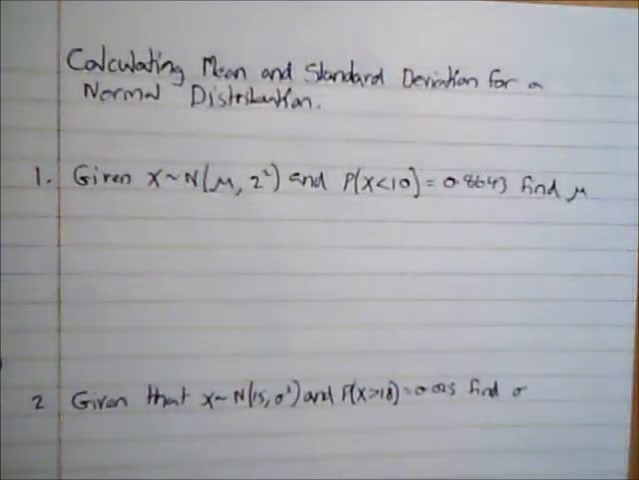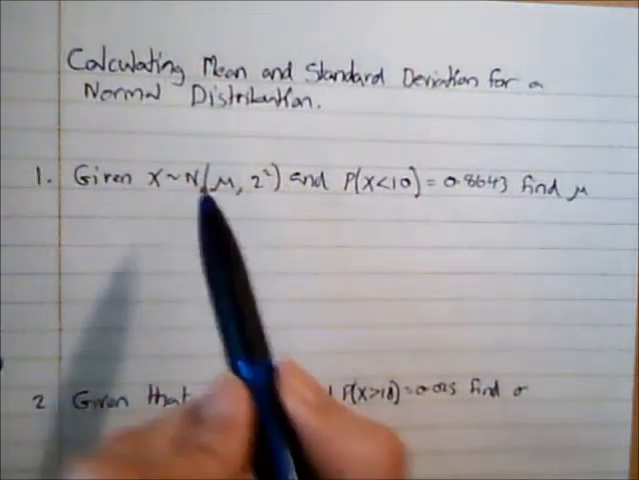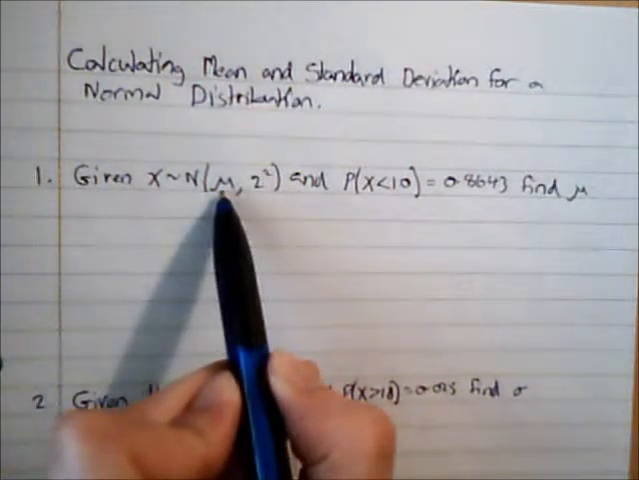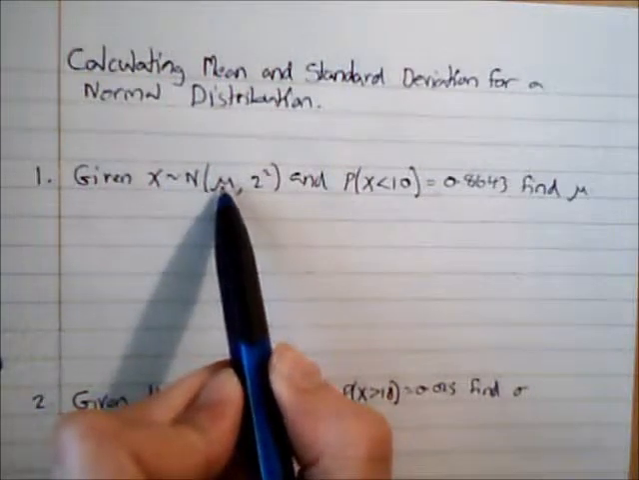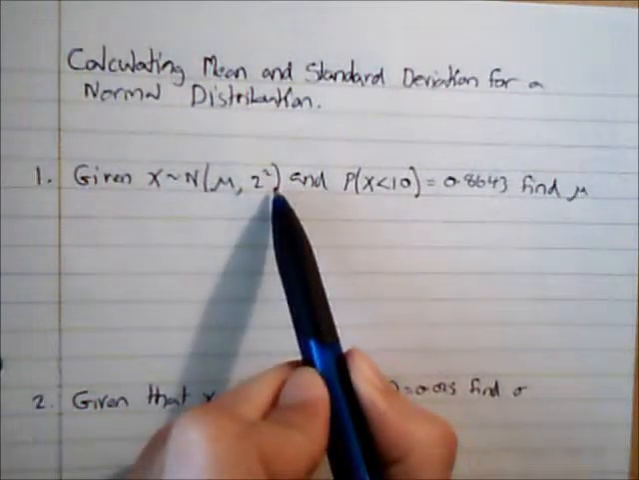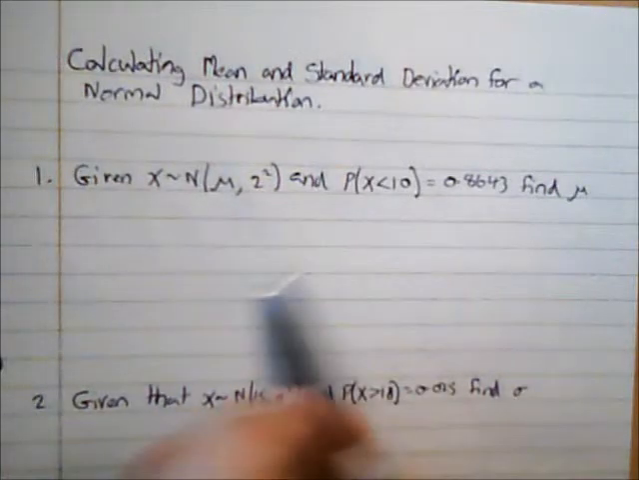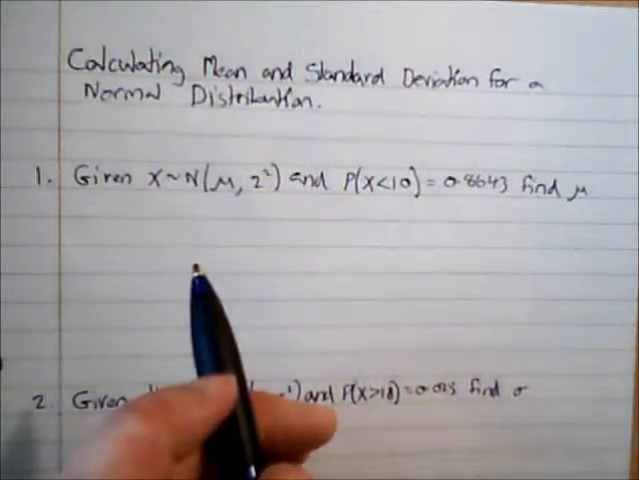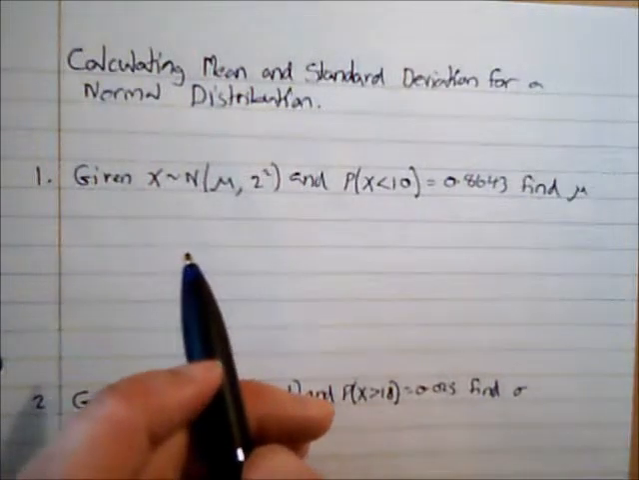In this video we're going to look at how to calculate mean and standard deviation for normal distribution problems. So this first question here, we're told that a distribution for x is a normal distribution and that it has an unknown mean at the moment, which is just down here as mu, and that we've got here a standard deviation of 2, and we know the probability that x being less than 10 is equal to 0.8643, and I want to find the value here of mu.